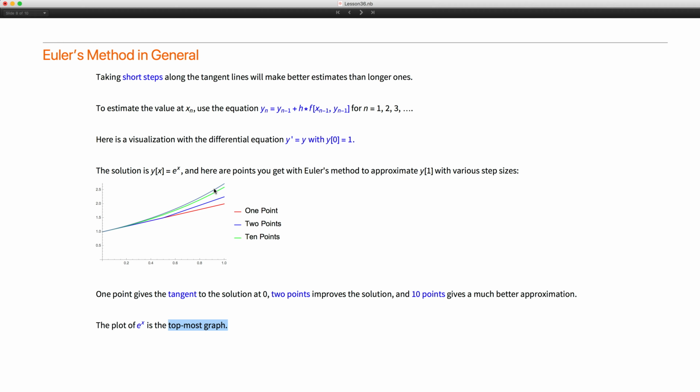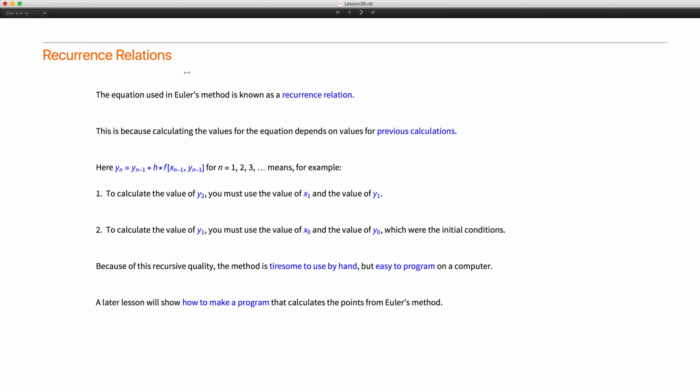So with Euler's method, the approximation improves as you take more and more points. So you have 1 point, then 2 points, then 10 points, and then you get closer and closer to the solution. Now, Euler's method relies on so-called recurrence relations.